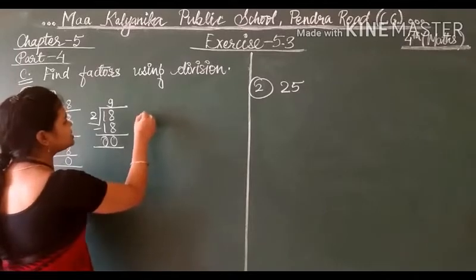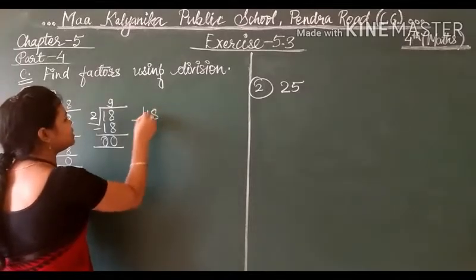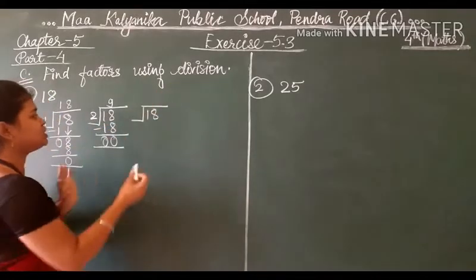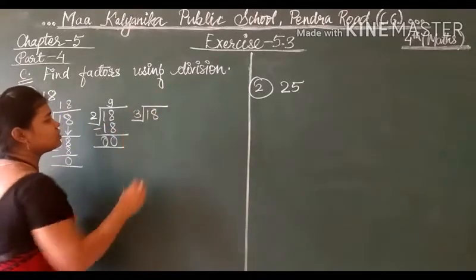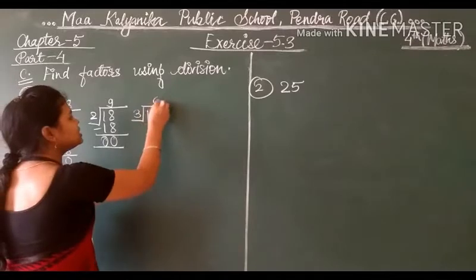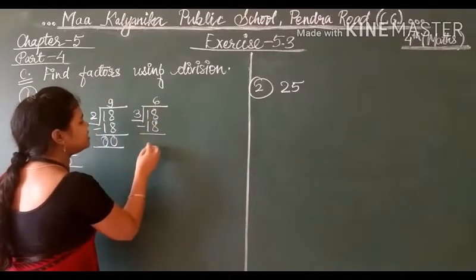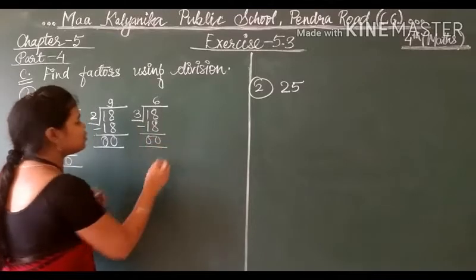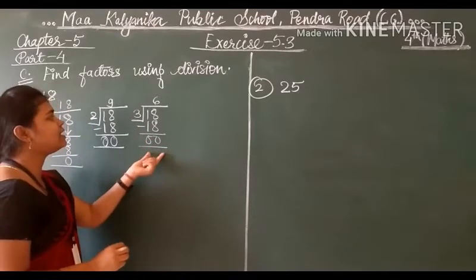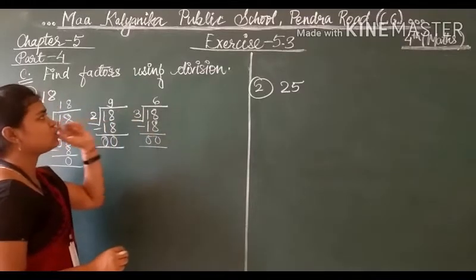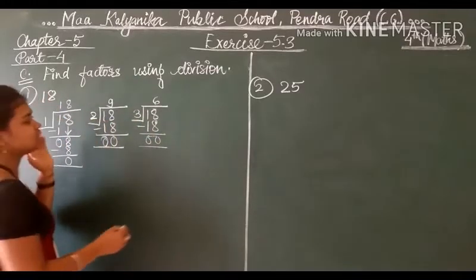Okay. So like this. Now 18 divided by 3. In the table of 3 it is coming, that we know. But by using division we have to show. So now 3 5s are 15, 3 6s are 18. So 18 minus 18 is 0. Again 0 is coming as remainder, means 18 is exactly divided by 3. So 3 is also a factor of the given number, that is 18.